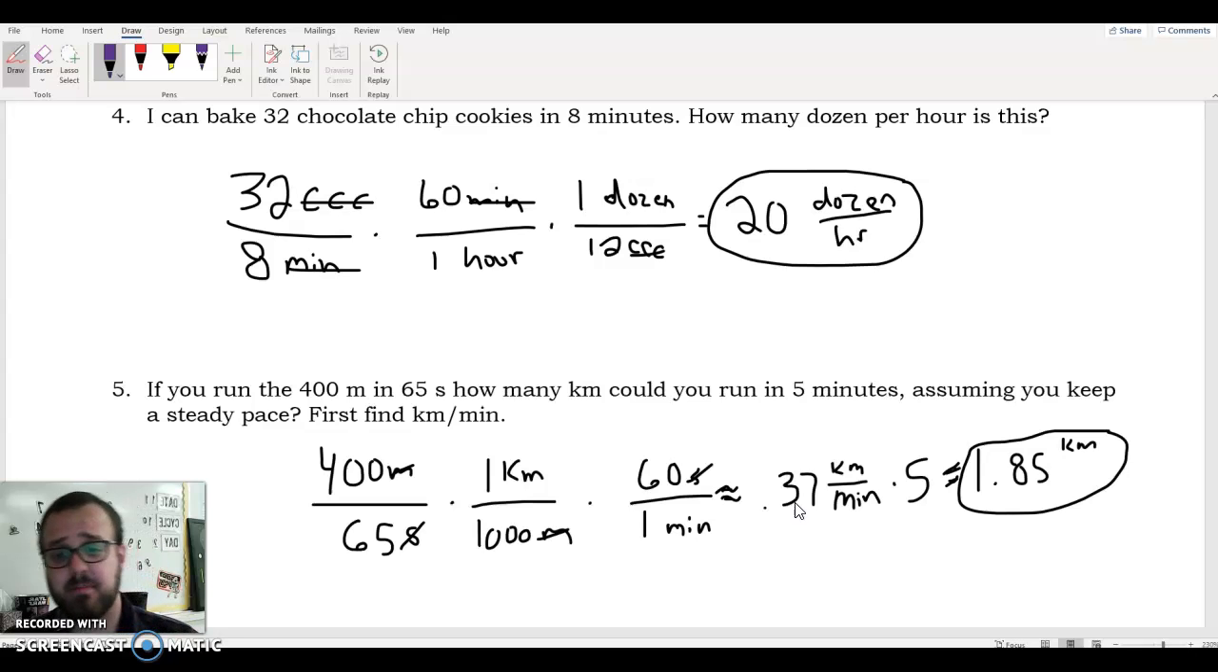Now, that answers the part where it says, find the kilometers per minute, but they want to know how many you can run in 5 minutes. So I then went ahead and multiplied that by 5 minutes. If you think about that, our minutes will cancel out, and we get 1.85 kilometers as our answer, okay? So again, we're setting up these multiplication problems. We're looking for units to cancel out as we go along, and then it's going to end up in the unit that we want. Thank you all for watching.